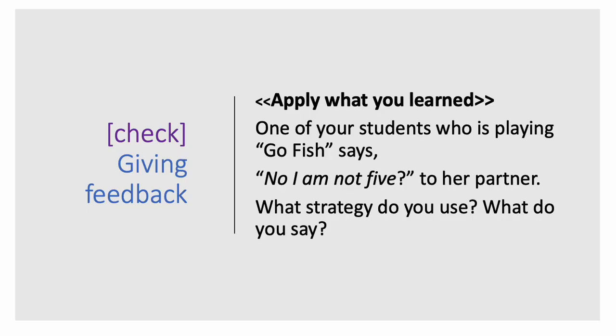So those are some strategies you can use for giving feedback. You can combine that with the what, why, and how approach with the mental colon. All right, so we're going to apply what you've learned. This is my final question I'm going to leave you with. Maybe you can compare this with some of your partners. So one of your students who's playing Go Fish says, no, I am not 5 to her partner, rather than, no, I don't have a 5. What strategy would you use, and what might you say?